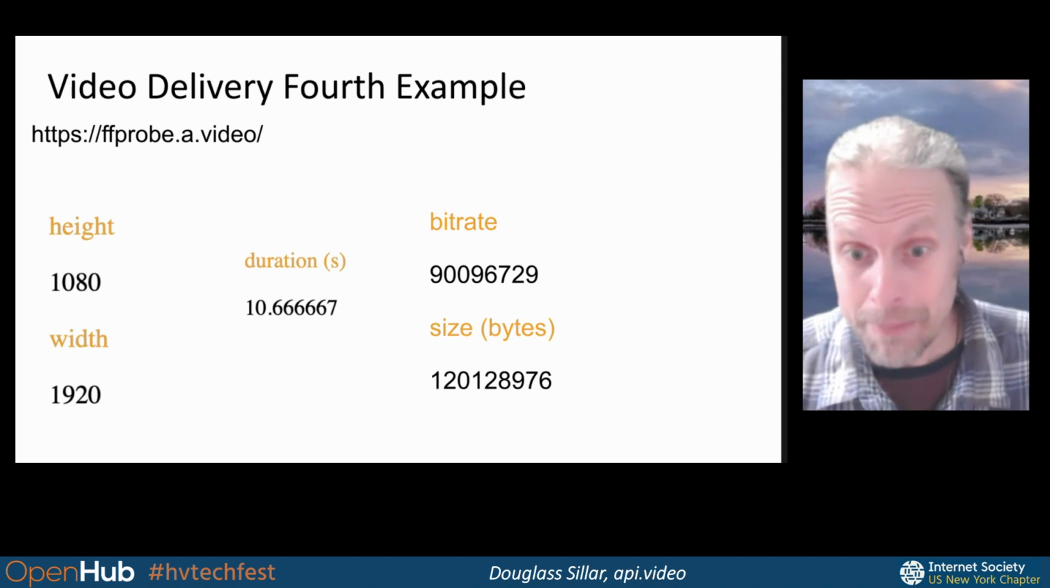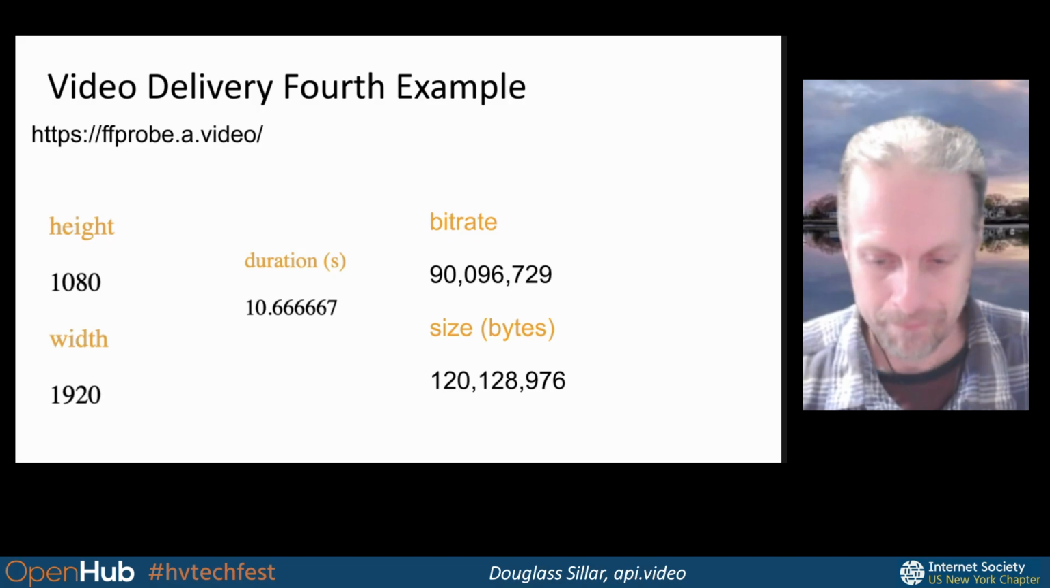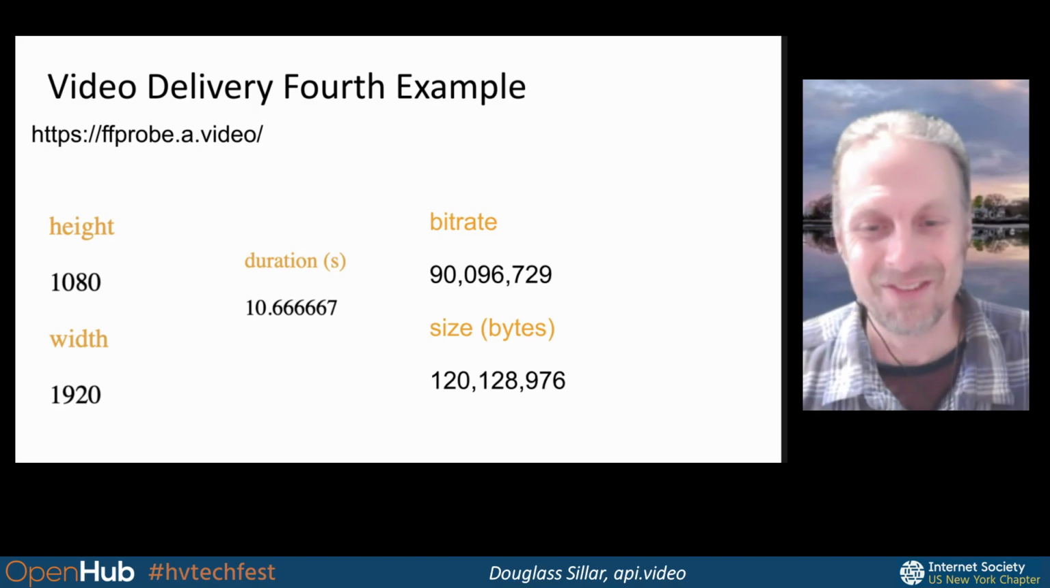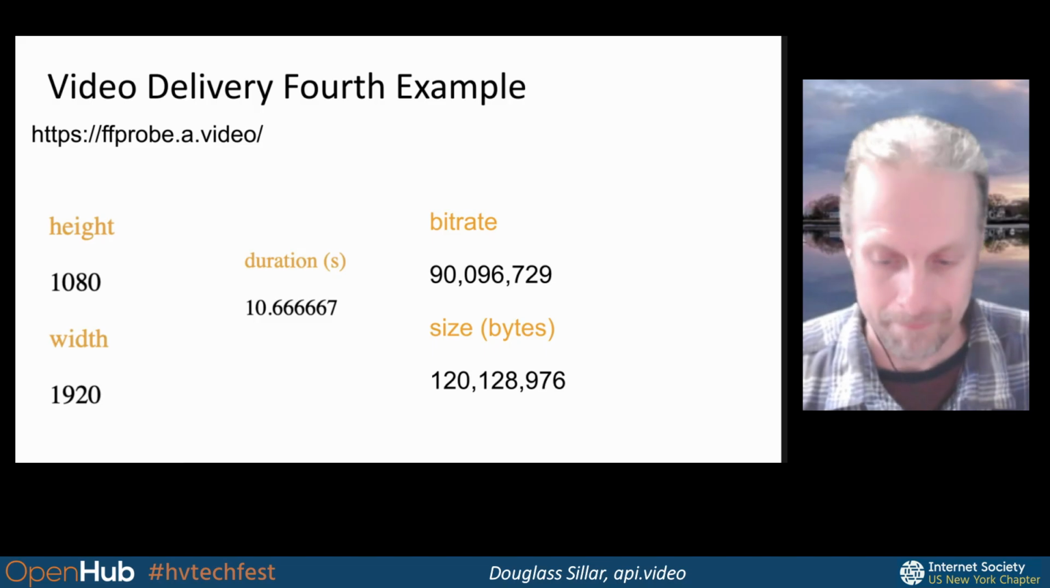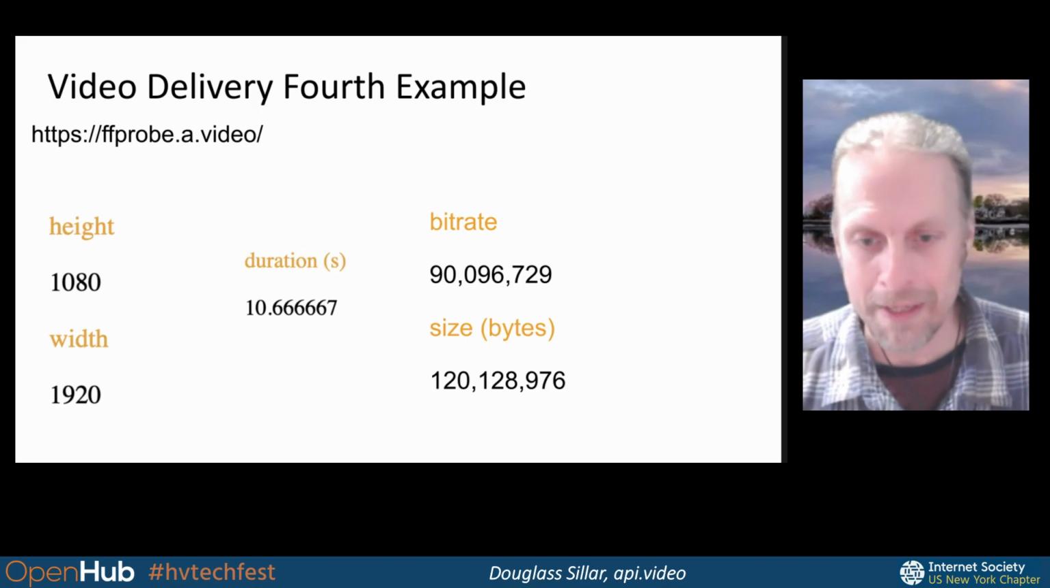Those are really, really big numbers. And when I see really, really big numbers, I like to add commas. And what we see is this video was encoded at 90 megabytes per second. And the entire size of this video is 120 megabytes.